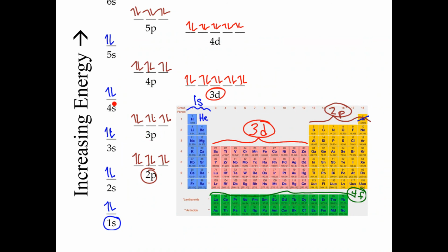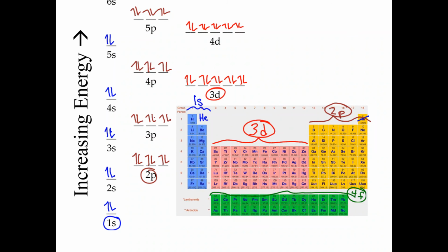Now look, we go to 4s. 4s is potassium and calcium. And then we go to 3d, which is right here, these elements putting their last electrons. Then on the periodic table, this is going to be 4p, which is right here. Then we reset here to 5s, which is right there. And then we have a 4d, which is right there. Then we're going to go to 5p, which is right here.